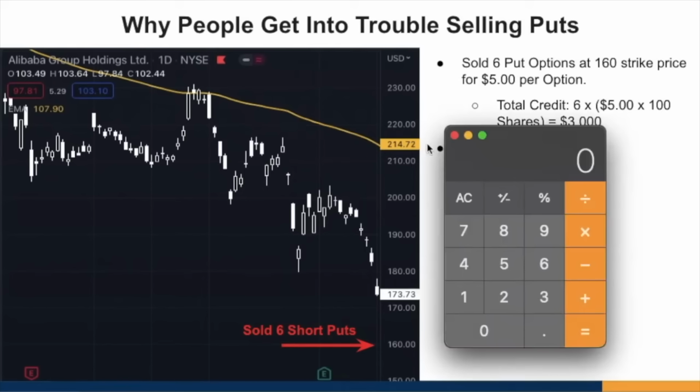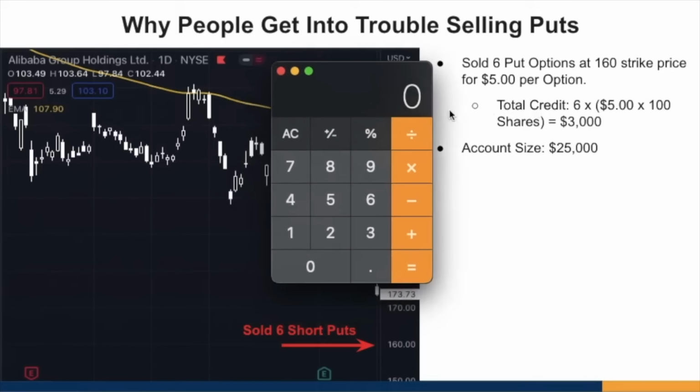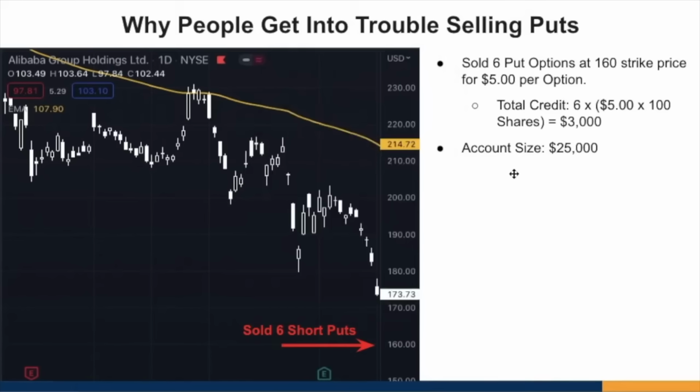So again, let's put up our calculator. What you will need to fulfill the obligations of this put contract if you get exercised will be 6 times 160 times 100 shares. So you need $96,000, and he only has $25,000 in his account. And the other problem is that he actually has other positions in this account. So this is only a small part of his portfolio.